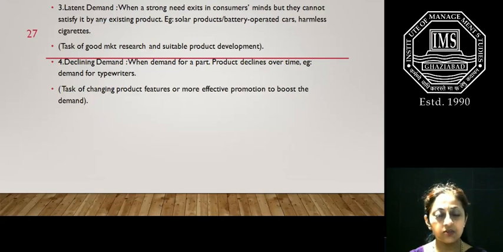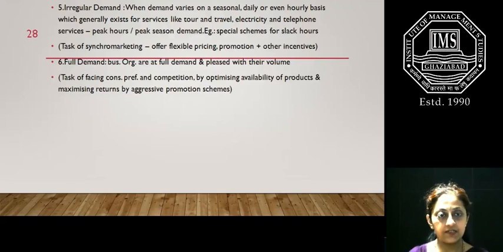So, the chief task of a marketing manager is to upgrade to a better technology or to change product features, or to boost through effective promotions by talking about the benefits of the newly added features to the product. The next kind of demand is irregular demand.